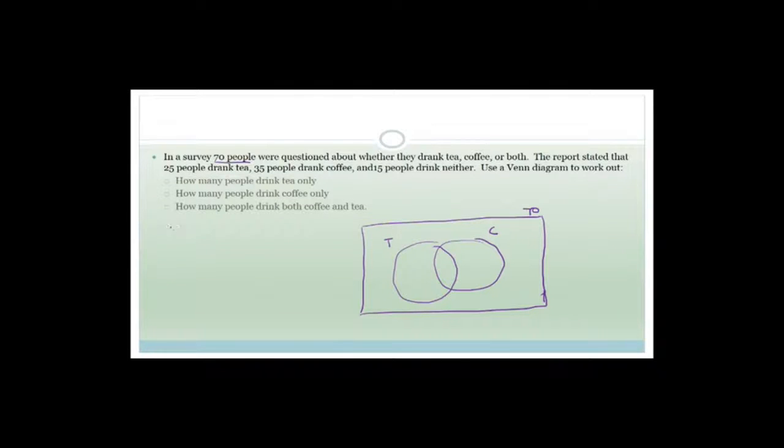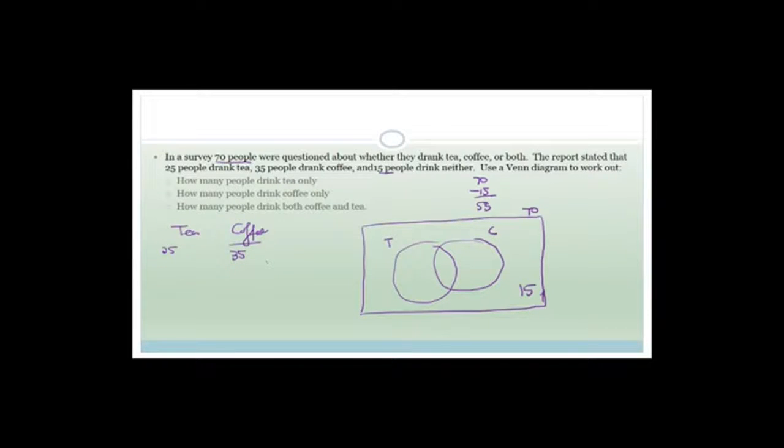Okay, the reporter stated the following. 25 people drank tea. 35 people drank coffee. And 15 people drink neither. So 15 people are out here on the outside because they drink neither. So we're going to go 70 minus 15 gives us 55. So now we've only got 55 people to play with in total. Okay, so do you see we've got 25 people? Oh, that can't be right. It's overlap.